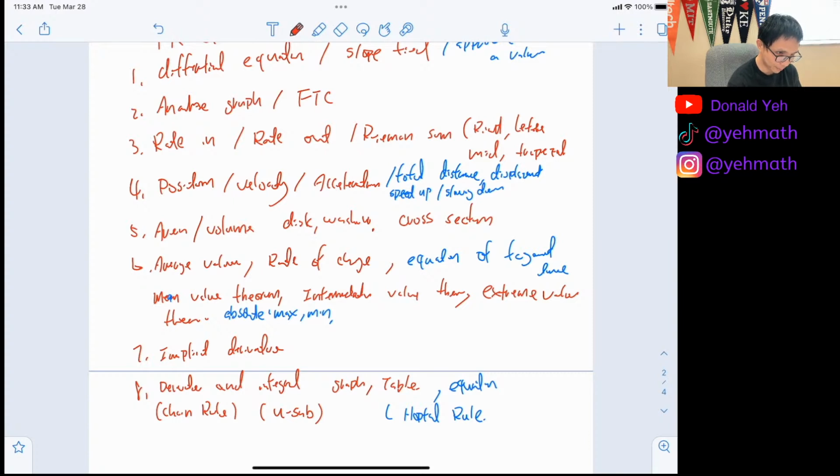Any questions? Now we're going to go through one today. We're going to talk about this one. Because we did analyzing the graph, we never did rate in and rate out. This is the only one I didn't do. Rate in and rate out. So let's talk about this question here.